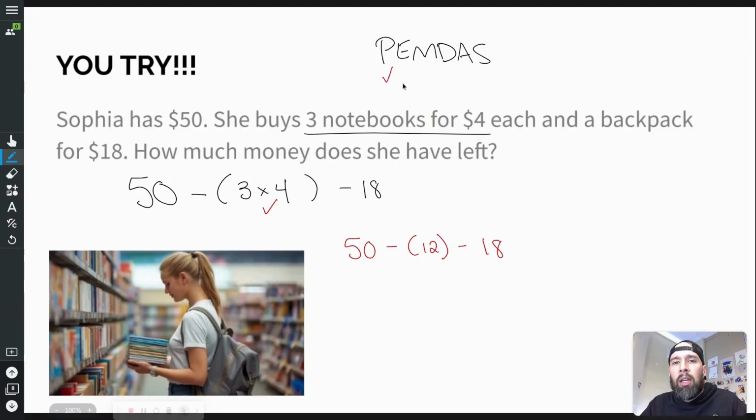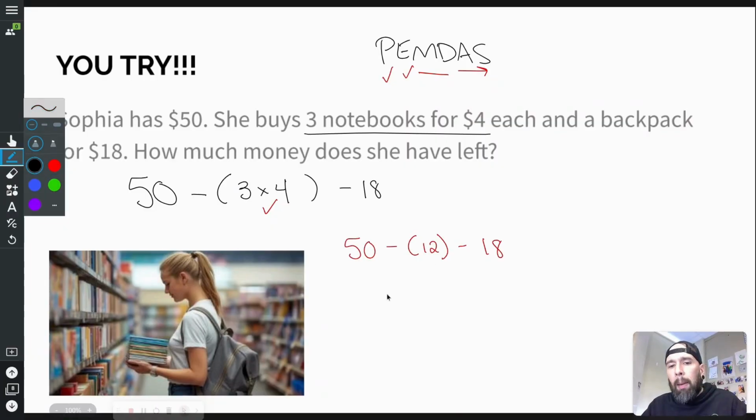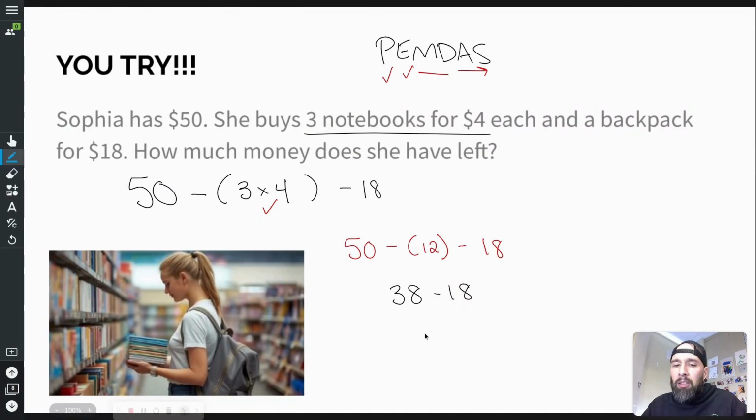So parentheses are taken care of. No exponents, no multiplication or division. Now we add or subtract left to right. Going left to right, I have 50 minus 12. 50 minus 12 is 38. Drop down the minus 18. 38 minus 18 is a perfect 20. So how much money does she have left? 20 buckarooskies.